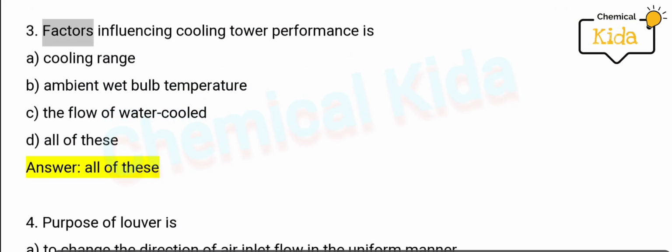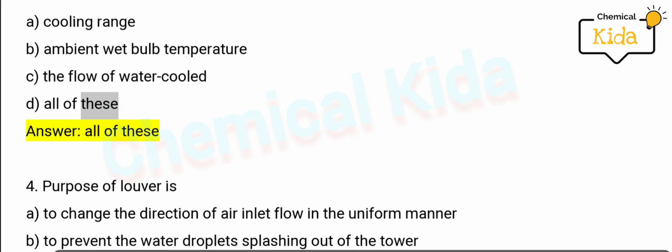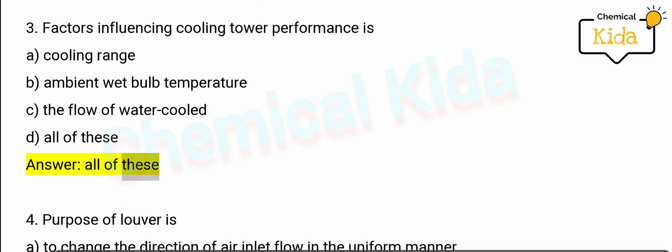3. Factors influencing cooling tower performance are: A. Cooling range. B. Ambient wet bulb temperature. C. The flow of water cooled. D. All of these. Answer: all of these.